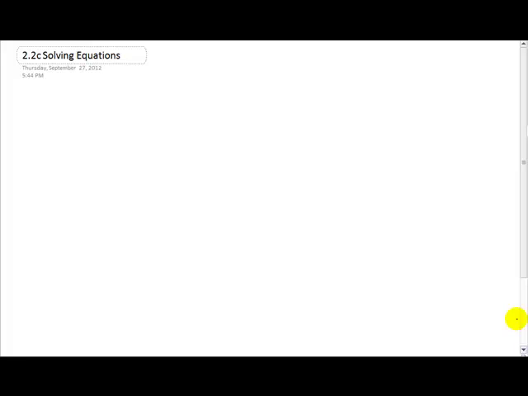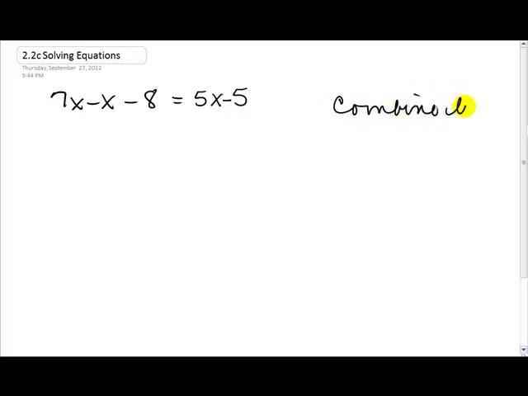2.2c, solving equations. This is where we're going to take everything and put it together. The first thing I need to do here is combine like terms. And we saw that in our first section of chapter 2.